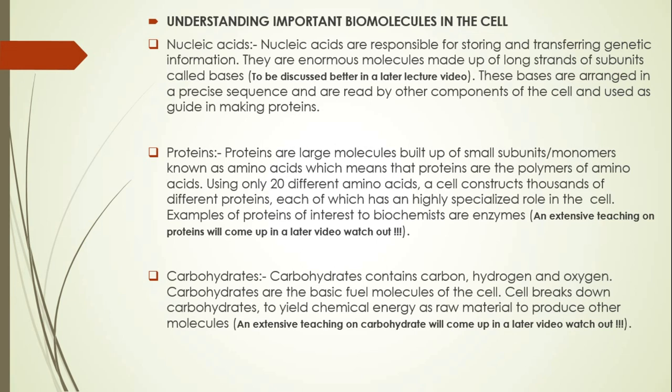Now, another set of biomolecules important in the body system are the carbohydrates. Carbohydrates are biomolecules that are made up of basically carbon, hydrogen, and oxygen. And carbohydrates are the basic fuel molecule of the cell. We say this because the monomeric unit of carbohydrate, which is glucose, is broken down via a set of reactions in the body known as glycolysis to produce what we call ATP, that is adenosine triphosphate, which the body uses for various metabolic activities.